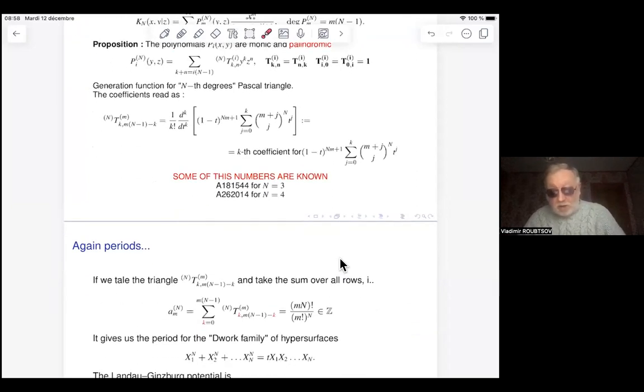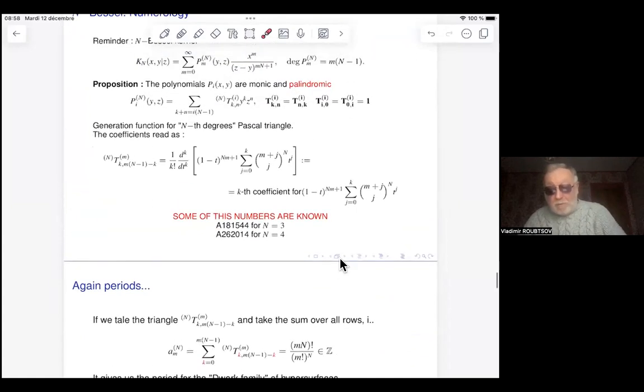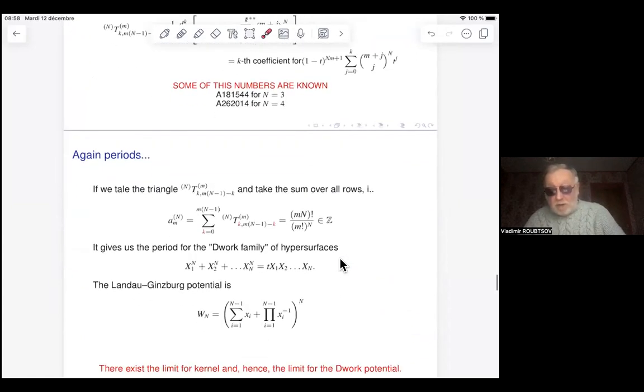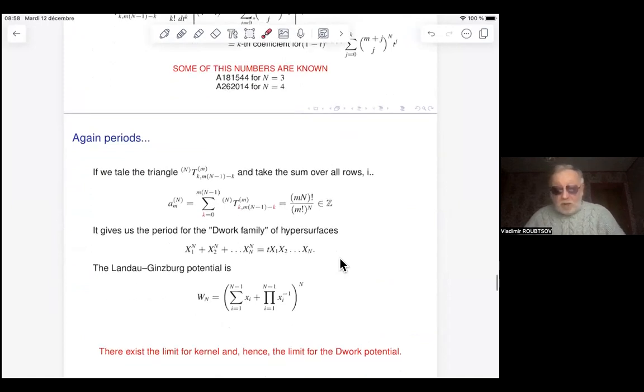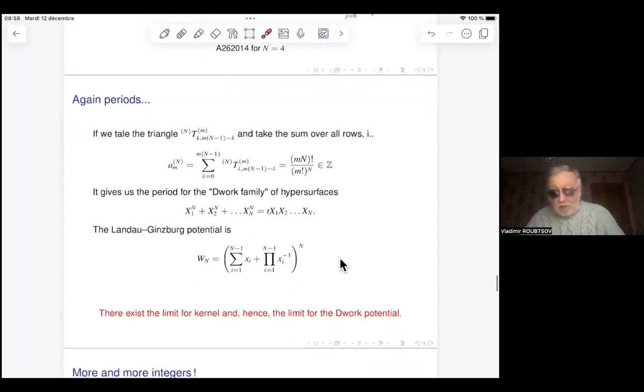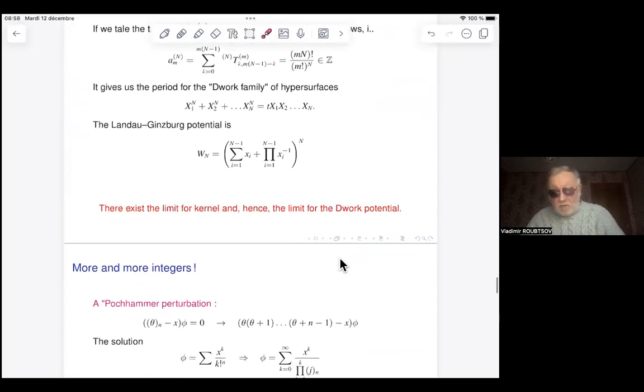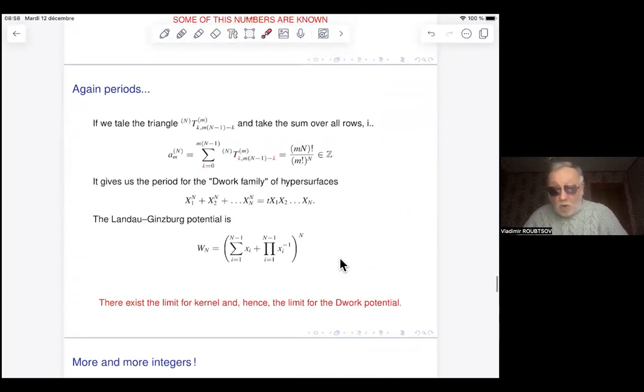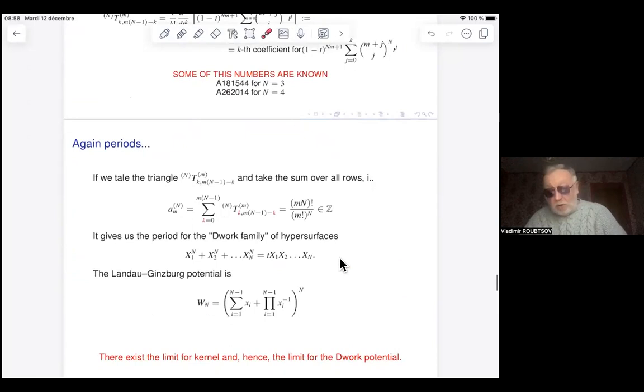Now, the question is whether this series relates to some period formula. Yes, if we consider this generalized dwarf family with any n, it means the hypersurface of the sum of degrees x1, x2, ..., xn equal to t times x1 x2 ... xn, then we can consider a similar Landau-Ginzburg type potential, and we have the presentation of our kernel in terms of a period for this Landau-Ginzburg potential with the help of the Poincaré residue like before.